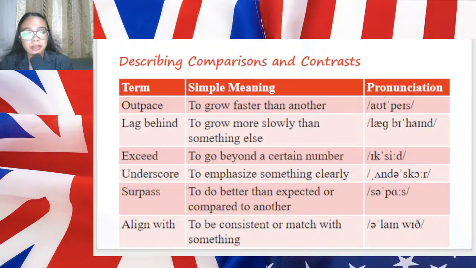All right, starting with outpace, which means to grow faster than another thing. So when one entity outpaces another, it means it is moving, developing, or performing at a higher rate. Imagine two runners in a race.